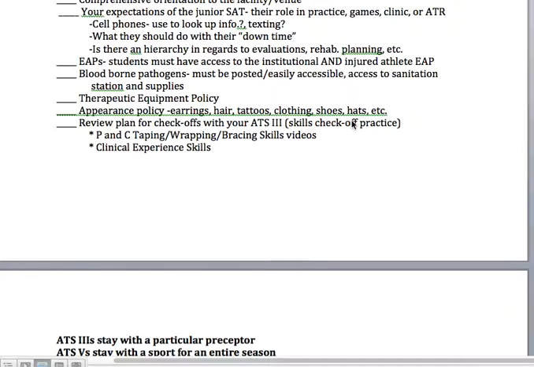the skills checkoffs. So for this class, you have two groupings of checkoffs, and I'll talk about this in more detail in a minute. But the first thing we'll be doing is an overview of the prevention and care taping, wrapping, and bracing skills videos. Those are due September 15th, I think is the date I put on those. After we get those completed, then you'll have what we call clinical experience skills, and I think there are 9 of them that you need to do this semester. And again, we'll go over those in detail in a minute.